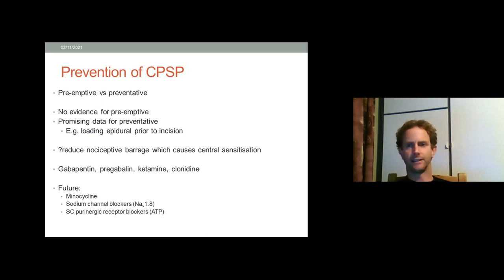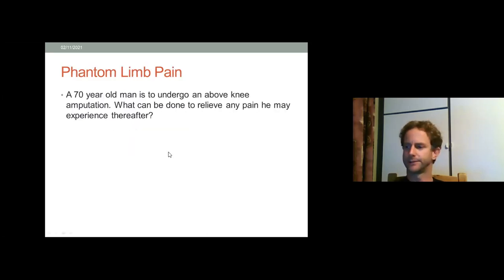There are some interesting ideas in the future. So minocycline, which can prevent the activation of microglial cells, and specific sodium channel blockers. So the voltage gated sodium channel 1.8 can reduce chronic pain behavior in rats. So there's lots of things on the horizon, but nothing particularly good at the moment.